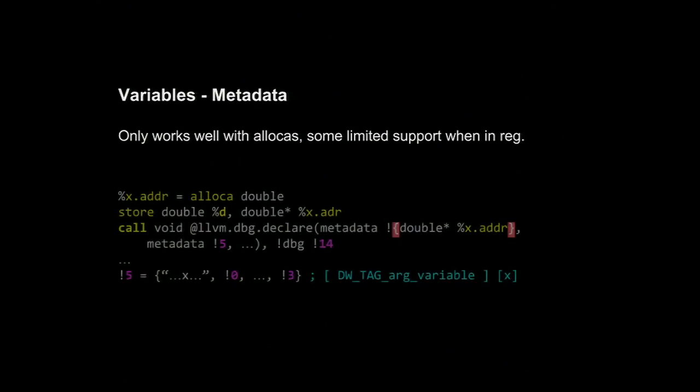See? It really does only work well with allocas. But this is about what it looks like. You've got your original code gen for your alloca here. We're storing our parameter D into our slightly typoed address for our alloca. And then this is how we actually communicate to the rest of the backend that, hey, there's a variable here. This is where it started. This is the alloca it's in. This is the reference and metadata to it.